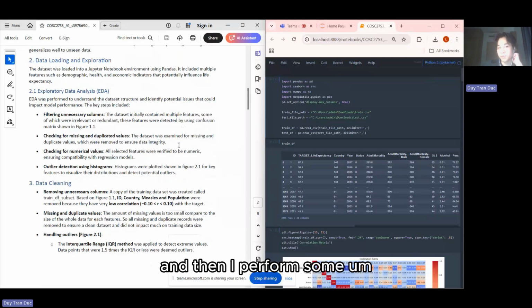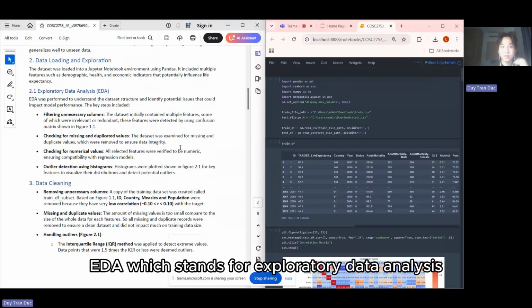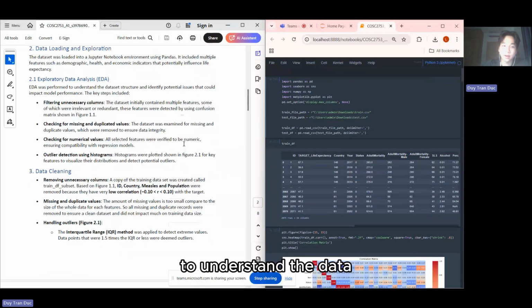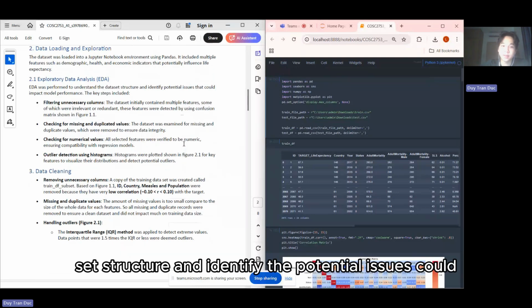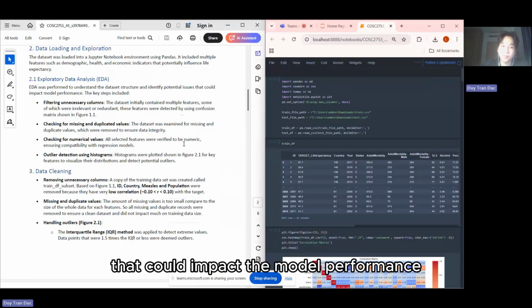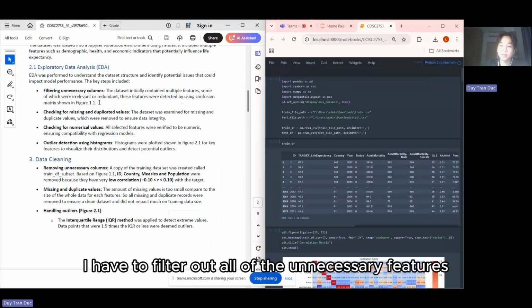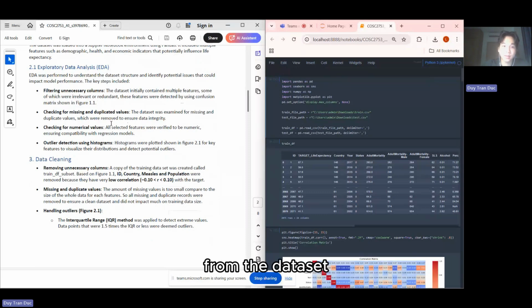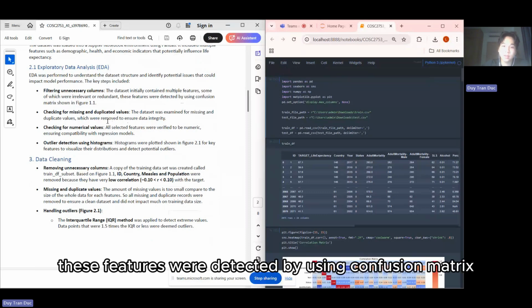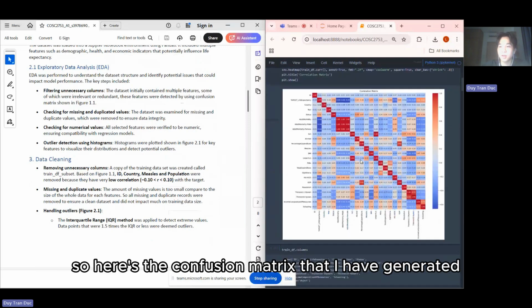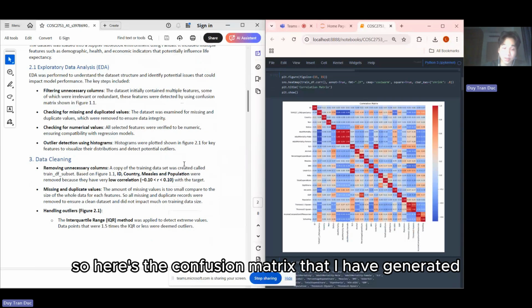And then I performed some EDA, which stands for exploratory data analysis, to understand the dataset structure and identify the potential issues that could impact the model performance. And here are the key steps. So first of all, I have to filter out all of the unnecessary features from the dataset which are irrelevant or redundant. These features were detected by using the confusion matrix shown in figure 1.1. So here's the confusion matrix that I have generated.